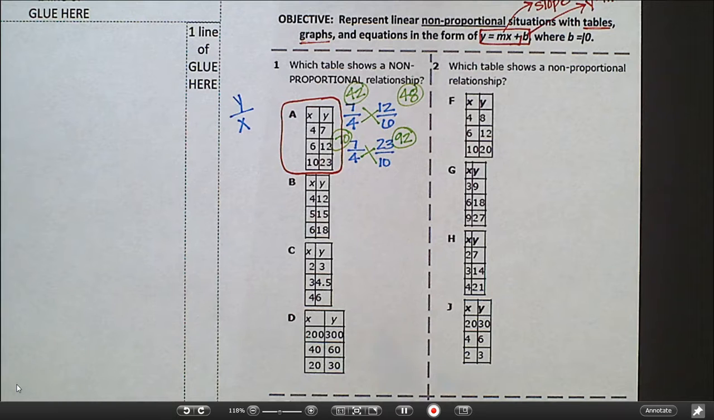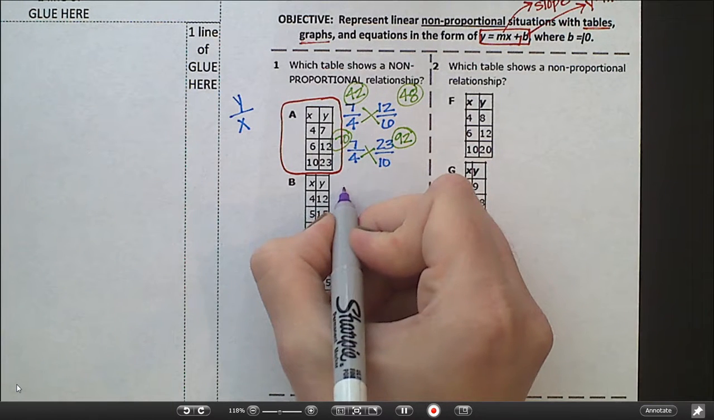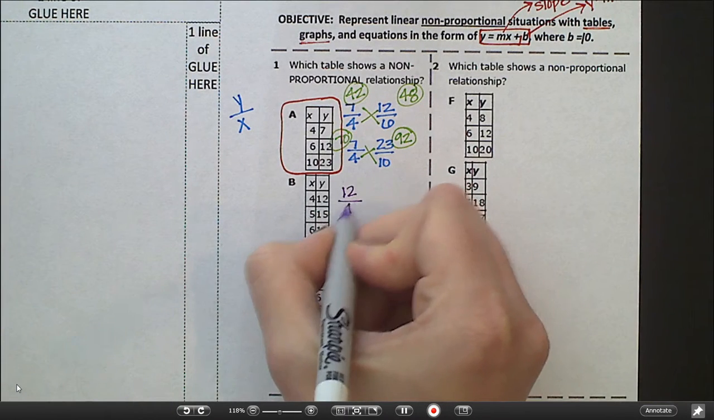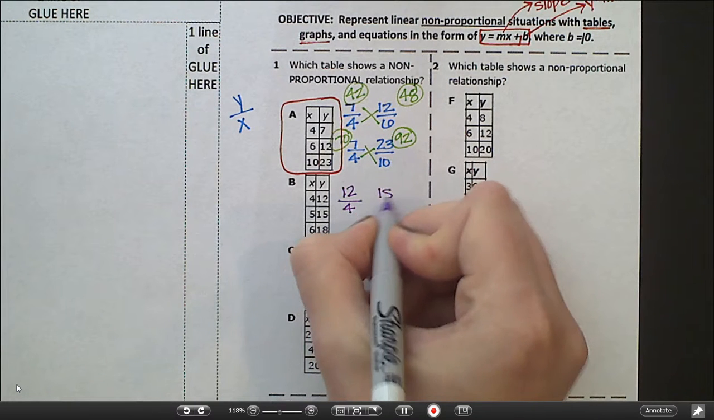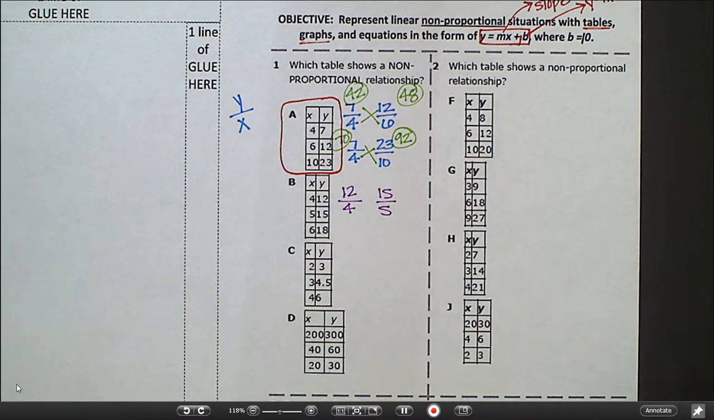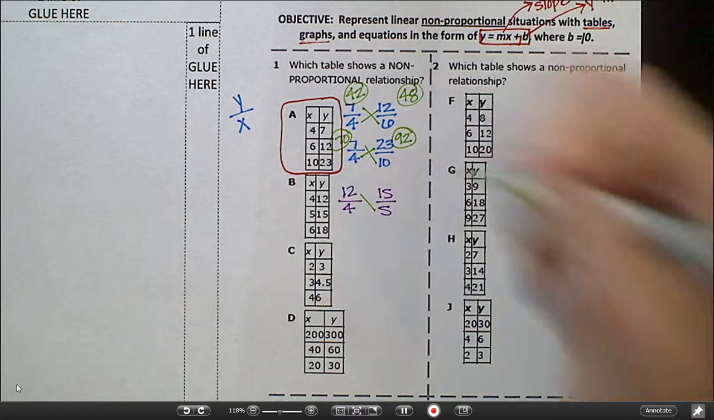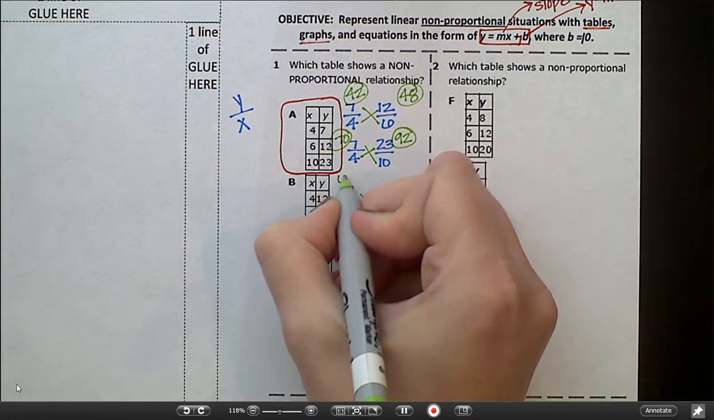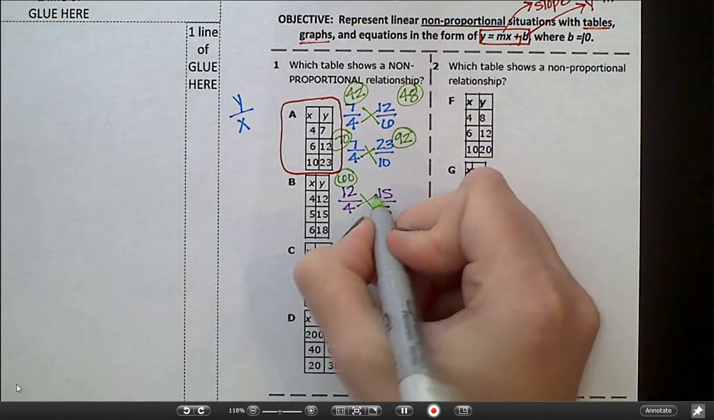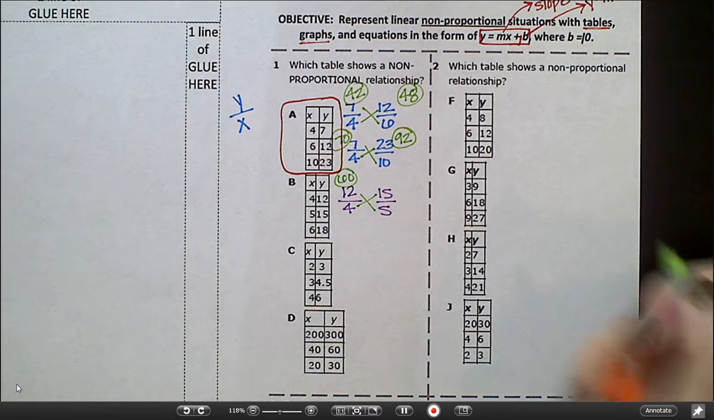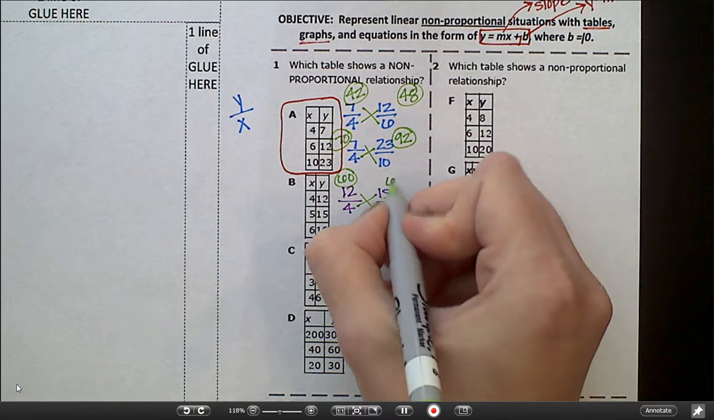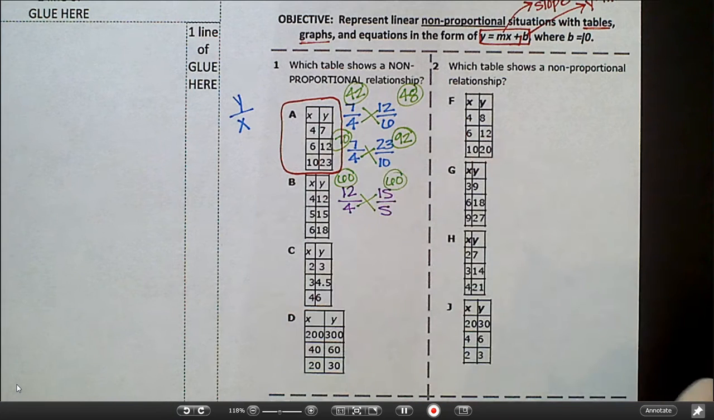So now let's look at table B. 12 over 4 and 15 over 5. Let's test those cross products. 12 times 5 in your calculator is 60. 4 times 15, well, 4 times 15 minutes is 60 minutes, or 1 hour. So that is proportional.